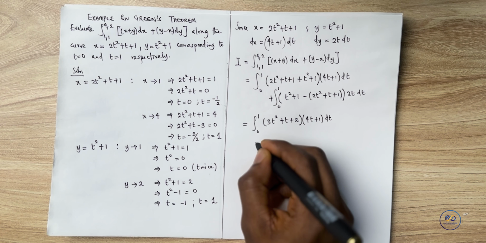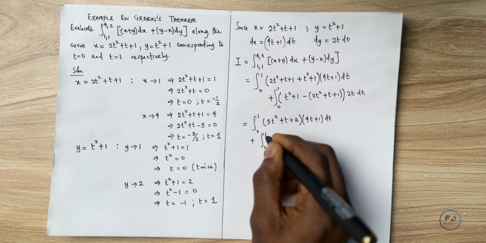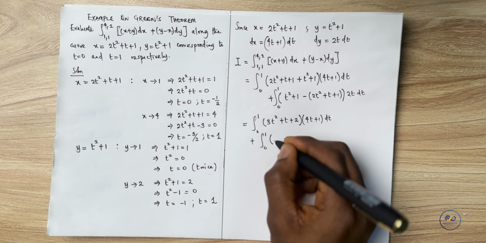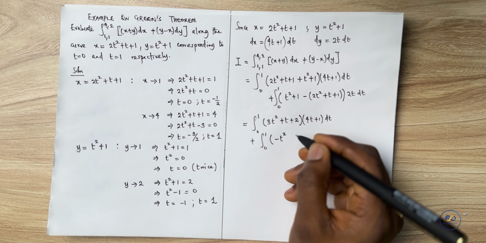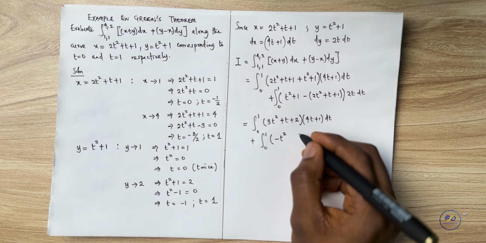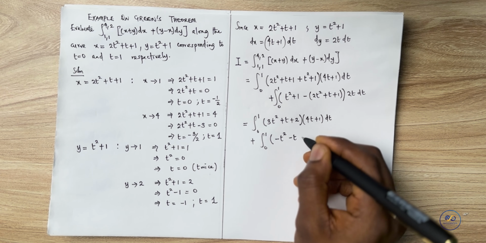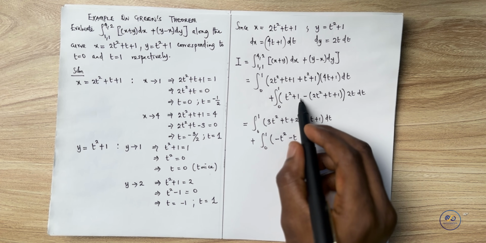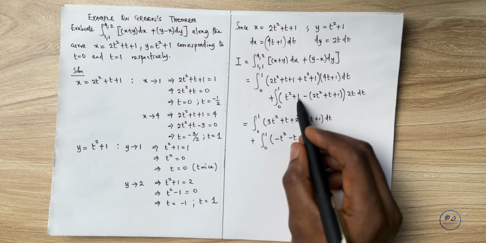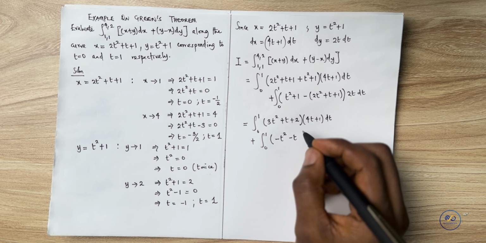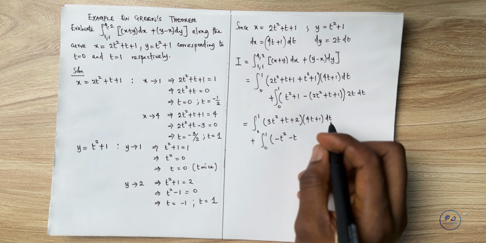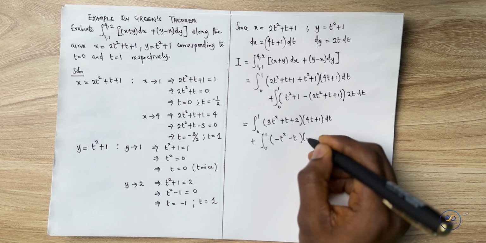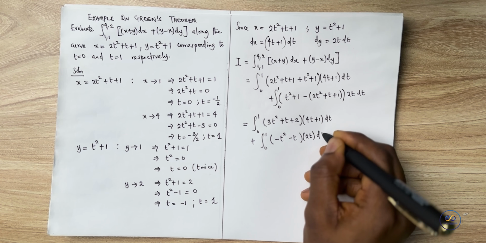And then on this side, we have the integral from 0 to 1 of minus t squared minus t, right? Because 1 minus 1 gives you 0, and then t squared minus 2t squared gives you minus t squared. And then you still have 2t dt outside.